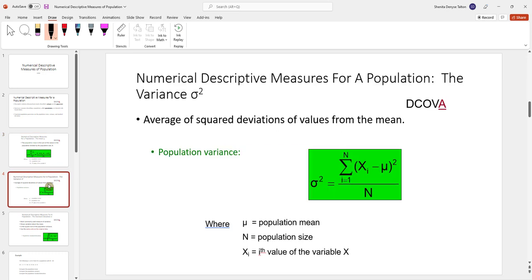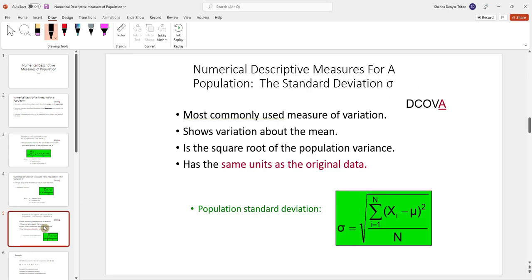The variance is calculated differently, but not too much. If you look at this formula, you divide by the total number of values. When we did the sample, we divided by n minus 1. Okay? The population variance is denoted by the Greek letter sigma squared.